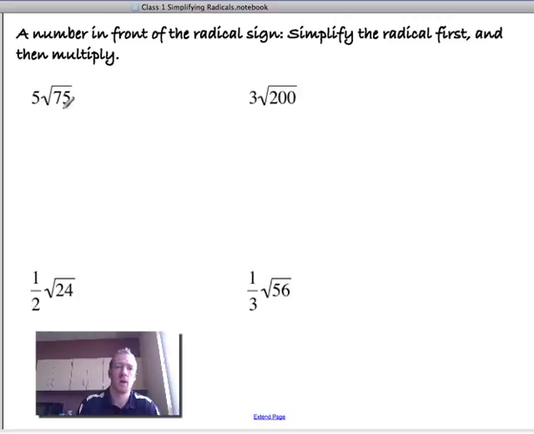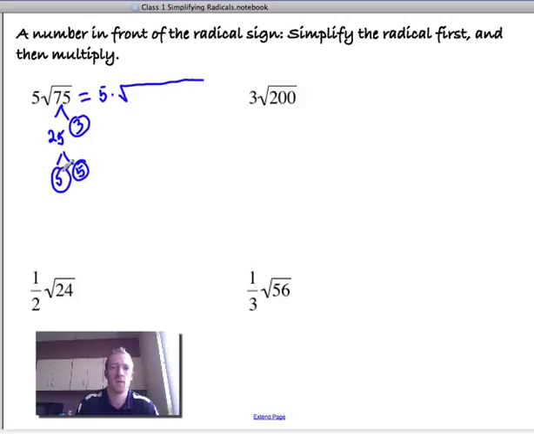So all we do is I prime factorize. I do the same thing I would do, only I let this 5 tag along. So that's 25 and 3. This is 5 and 5. So this is equal to 5 times the square root of 75, which is the same as 3 times 5 times 5.